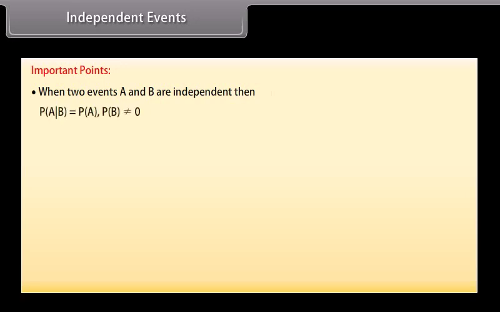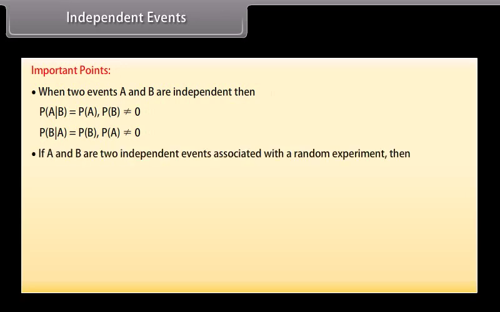Important points. When two events A and B are independent, then the conditional probability of event A when B is given is equal to probability of event A, provided probability of event B is not equal to 0. Conditional probability of event B when A is given is equal to probability of event B, provided probability of event A is not equal to zero.